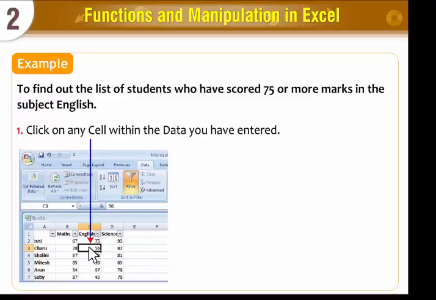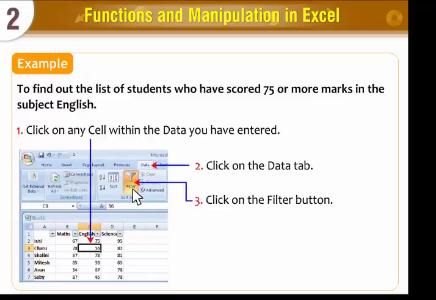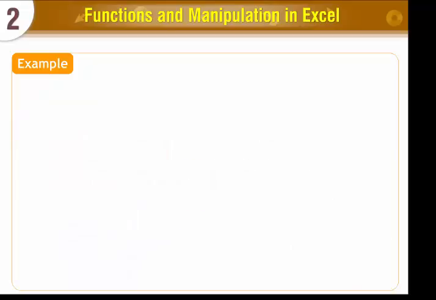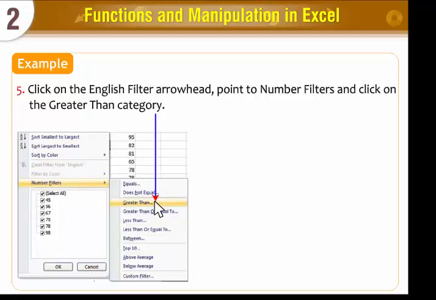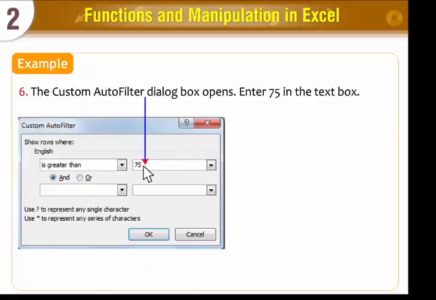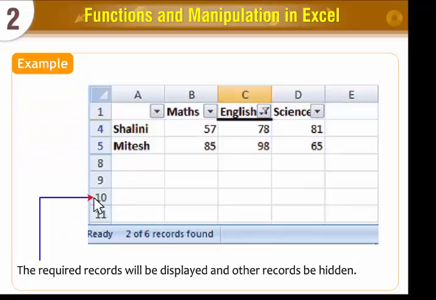on any cell within the data you have entered. Click on the Data tab. Click on the Filter button. You will see the arrowhead buttons, filter indications along with the headings. Click on the English filter arrowhead, point to number filters and click on the greater than category. The Custom AutoFilter dialog box opens. Enter 75 in the text box. Click on the OK button. The required records will be displayed and other records will be hidden.